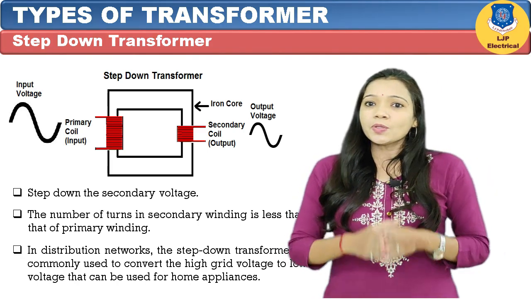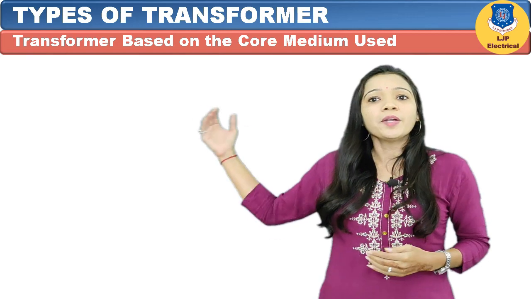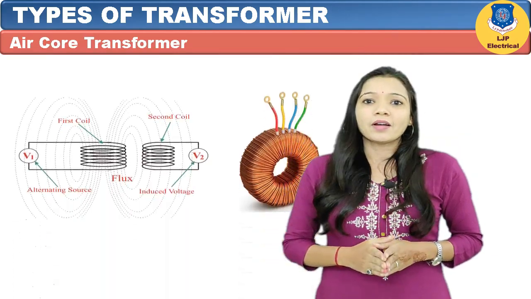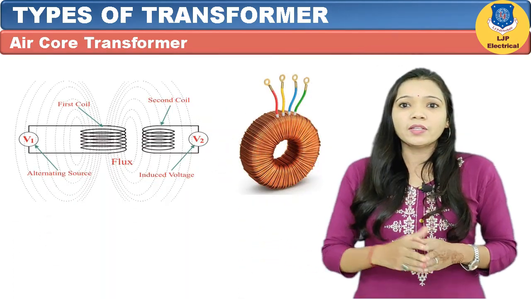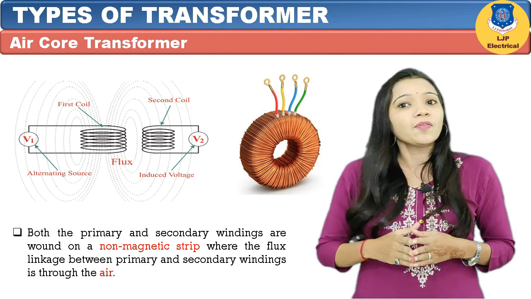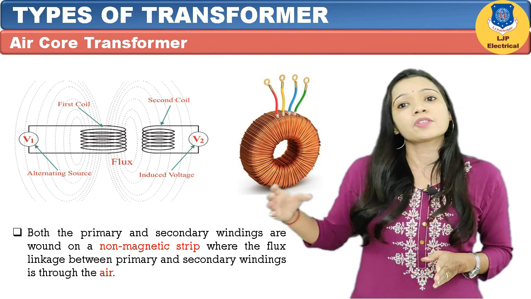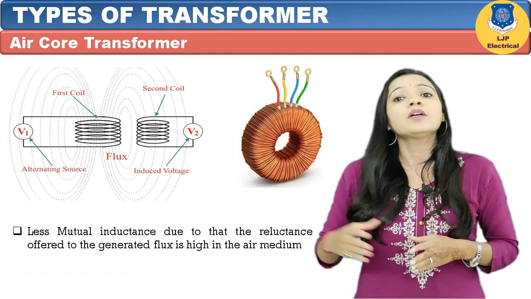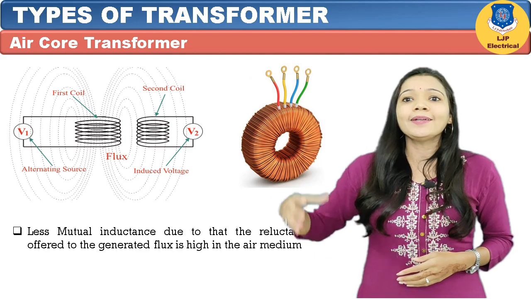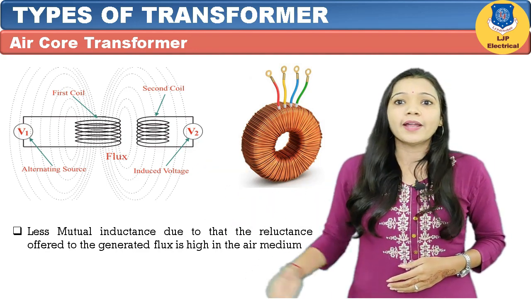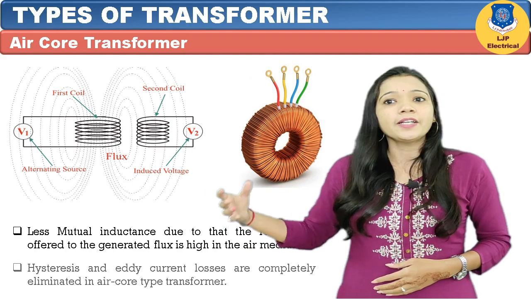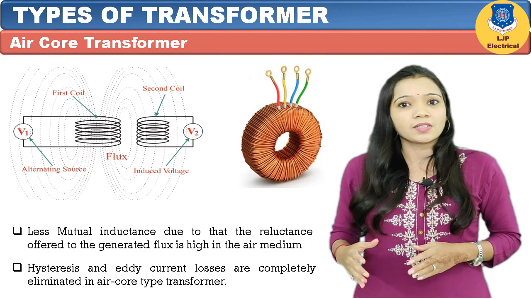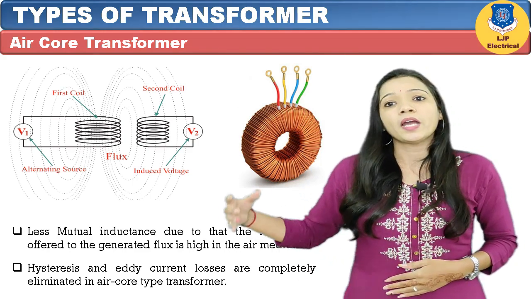Now, the transformers based on the core and medium are classified into two parts, air core and iron core. Let's start with the air core transformer. From the figure you can see both the primary and secondary windings are wound on a non-magnetic strip, where the flux linkage between primary and secondary winding is through the air. Compared to iron core, the mutual inductance is less in air core. That is, the reluctance offered to the generated flux is high in the air medium, but the stresses and eddy current losses are completely eliminated in the air core type transformer.